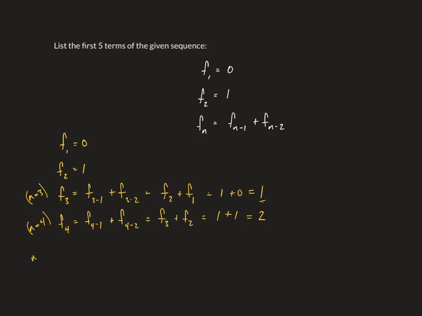Okay, let's find the fifth term because I'm asked to list the first 5 terms. So I need to find the fifth term, which means I'm going to have to find the fourth term and add to it the third term. And I know those. So the fourth term, which I just found, plus the third term, which was the term before that, is 3. So the first 5 terms of this sequence would be 0, 1, 1, 2, 3.